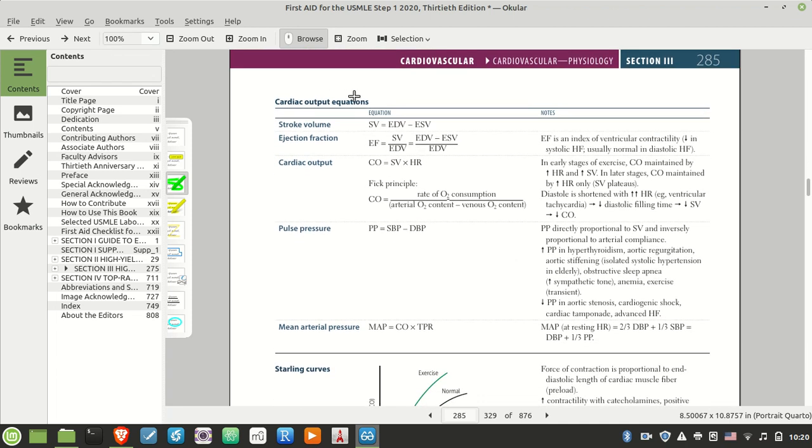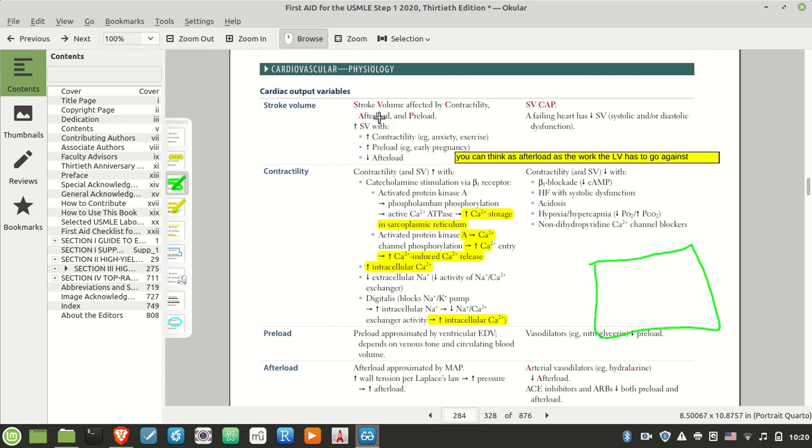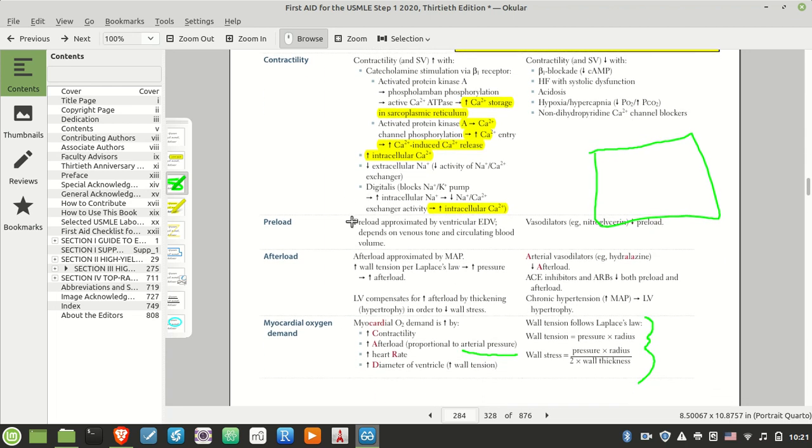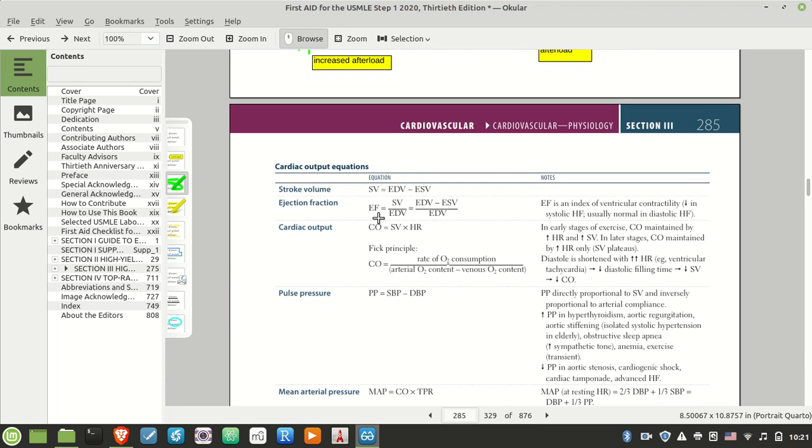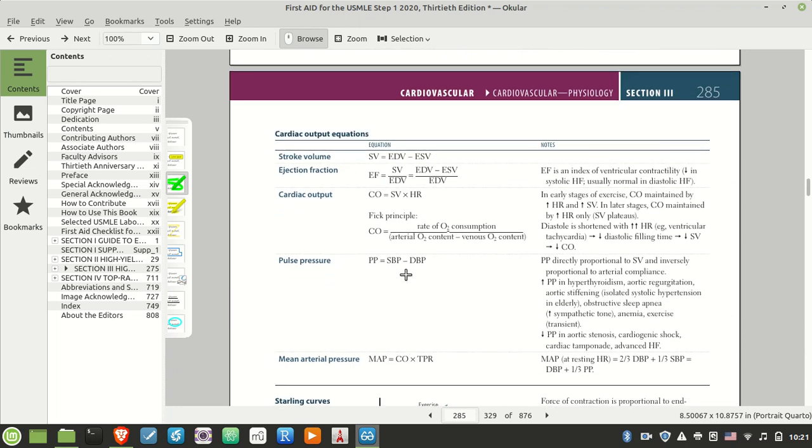Cardiac output equations. Now, if you understood what we were talking about in the previous section, concepts like preload, afterload, contractility, things like wall tension and wall stress, then this might be new to you, but it's not going to be incredibly difficult to understand. And if it is, let's just talk through it.